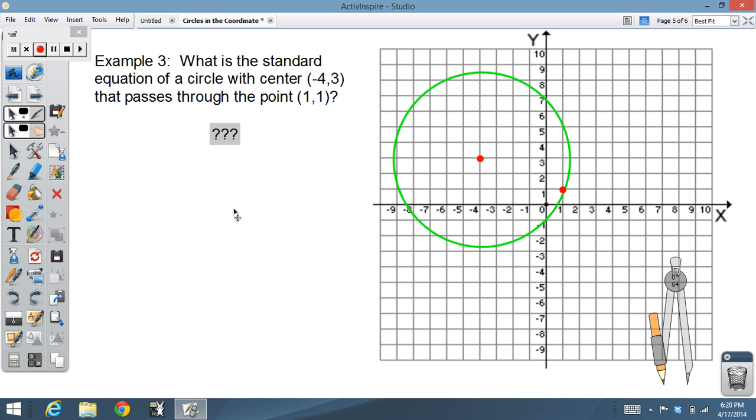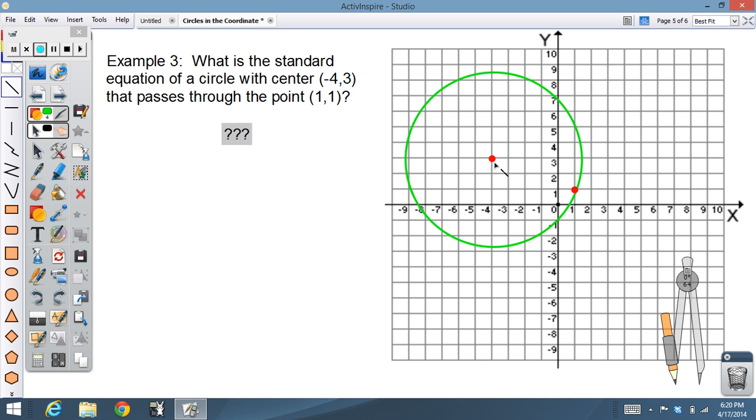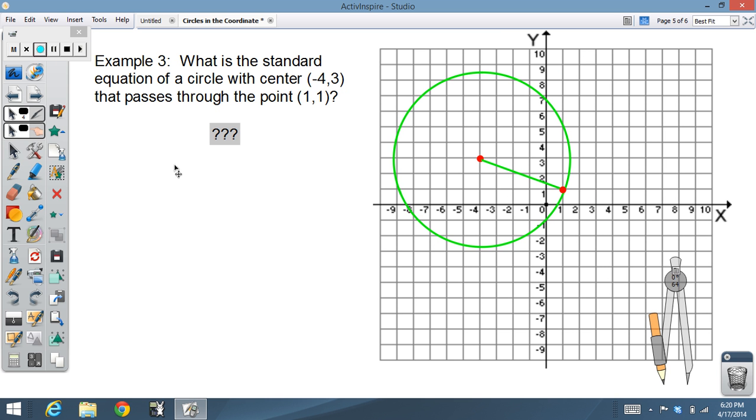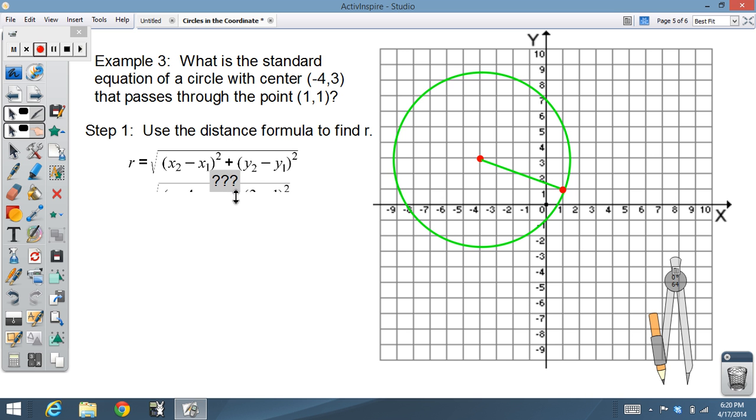Next kind of problem they're going to ask us to do, you're going to love this one. What's the standard equation of a circle with a center at (-4, 3) that passes through (1, 1)? All right. Thing is, we know the center, so we've got our h and our k. What we don't know is r. And of course, how are we going to get r? By our trusty old distance formula, right? So we're going to find r by using distance, okay? So a little refresher on that. Use the distance formula to find r.